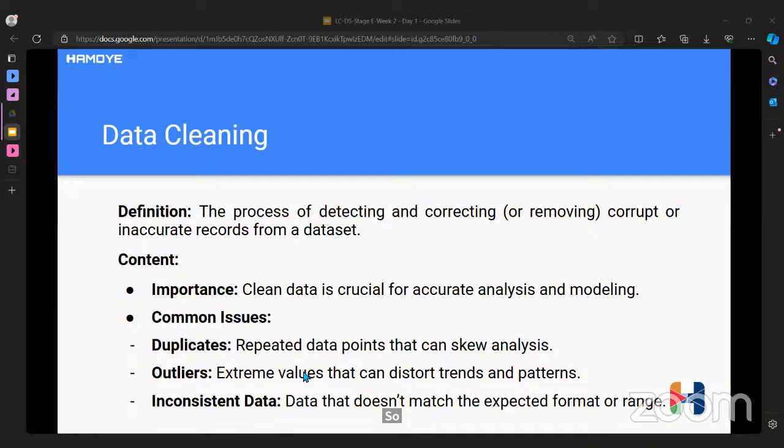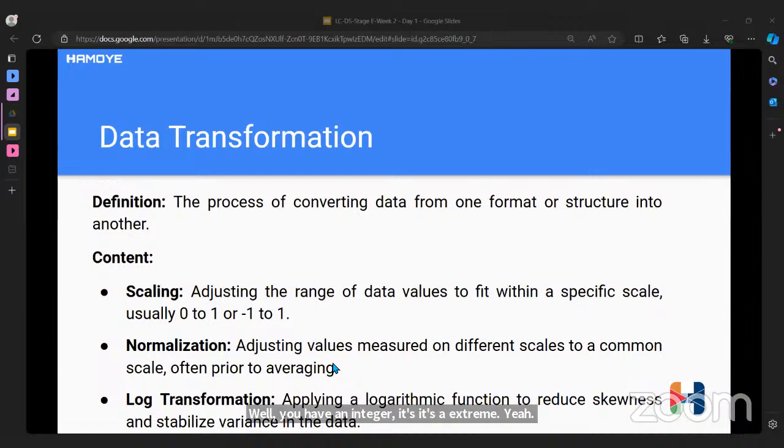Inconsistent data refers to entries that do not match the expected format or range. Say you have a date column and it is a string, which is a norm in most of our wrangling and cleaning process, or you have an integer column and it's a string. That's inconsistent data. Then we have the data transformation. Again, in case you have any question, feel free to drop it in the chat box or call my attention. Data transformation involves changing the format or structure of our data.